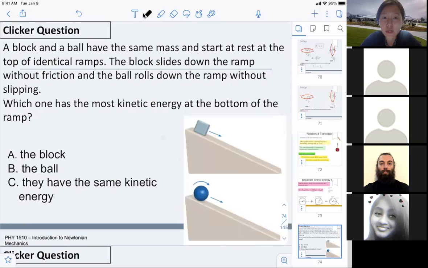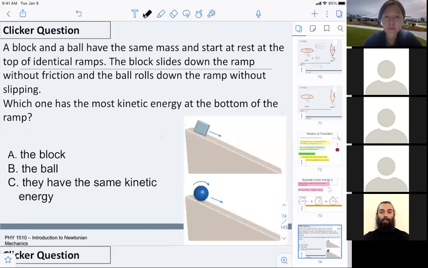Looks like our results are exactly tied between choice B and choice C. One of them says the ball has more kinetic energy. Choice C said they have the same. Okay, so anybody would like to share their reasoning for either one of them, or a possible reasoning for supporting either choice?